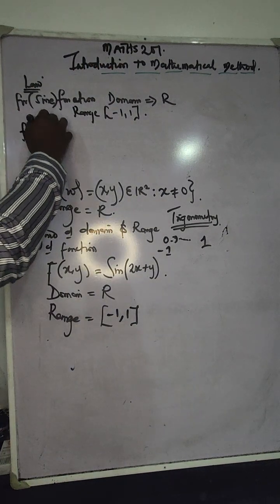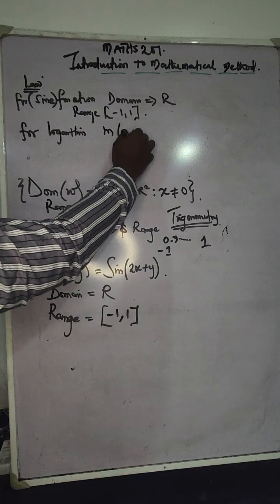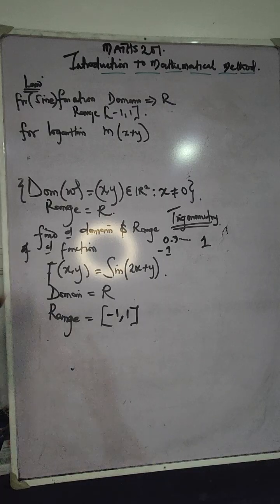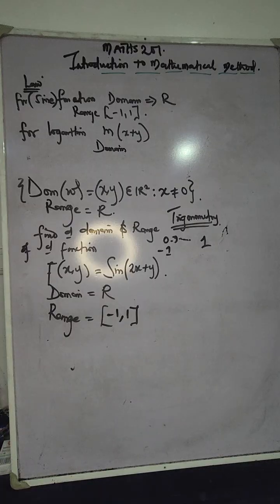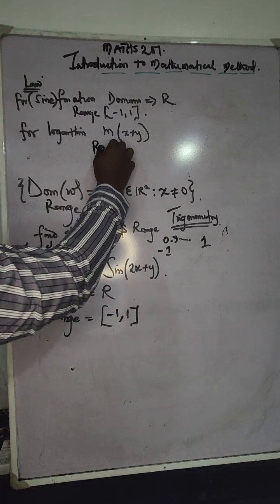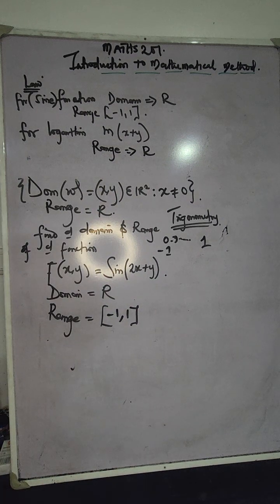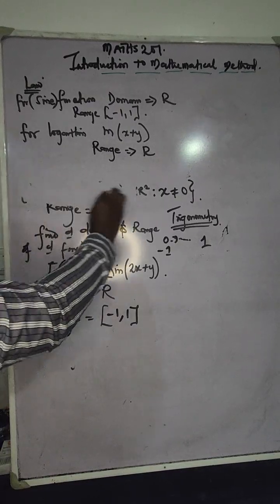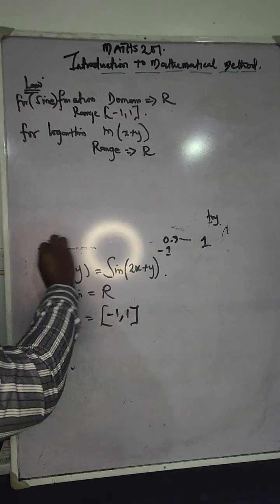For logarithm functions, for example, you have ln of x plus y, the range of all logarithm functions is all real numbers. All real numbers. These are several laws that you should know. So let's look at another example. Let's look at another critical example. Very critical example.